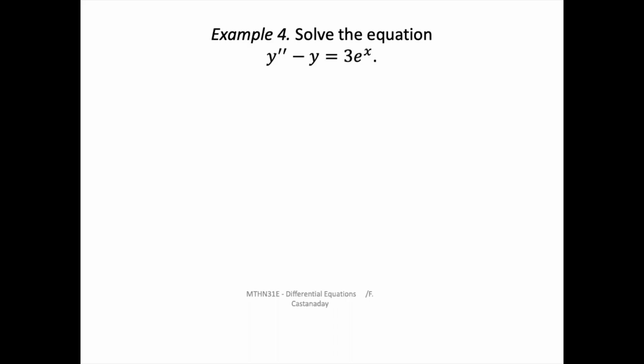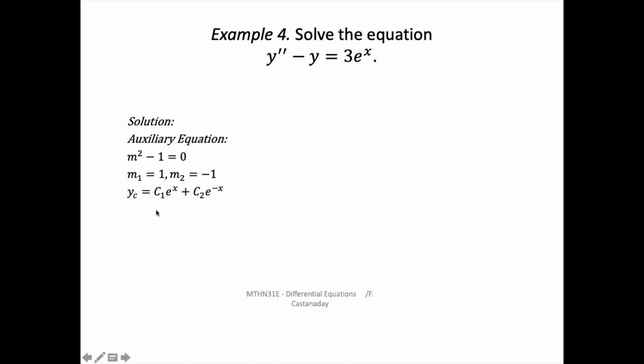Solve the equation y double prime minus y equals 3 times e raised to x. Now writing the auxiliary equation first to solve for y sub c. So we have auxiliary equation m squared minus 1 equal to 0. So the roots are real and distinct. So you have plus or minus 1, or you have positive 1 and negative 1 as the roots for this auxiliary equation. So we can write the complementary solution, which is c sub 1 times e raised to x plus c sub 2 times e raised to minus x for this root.